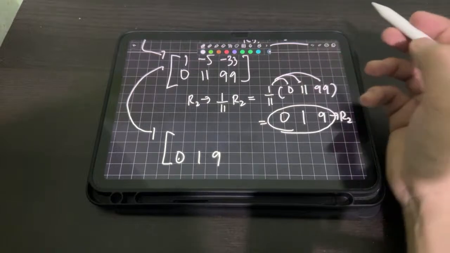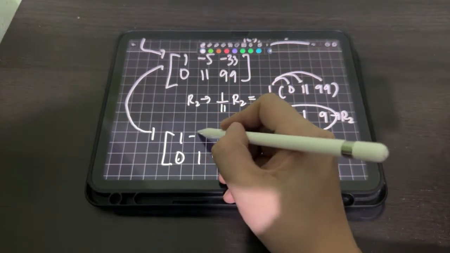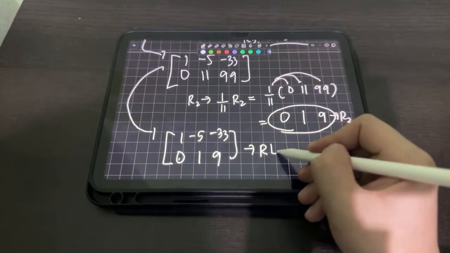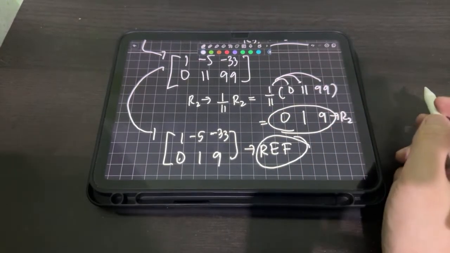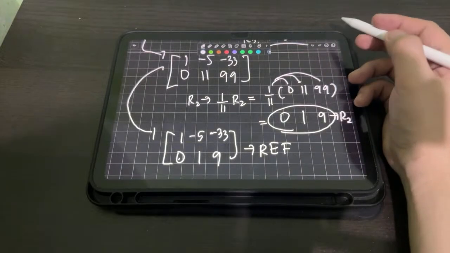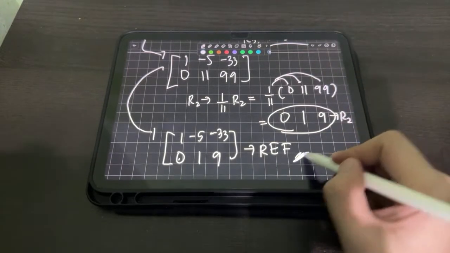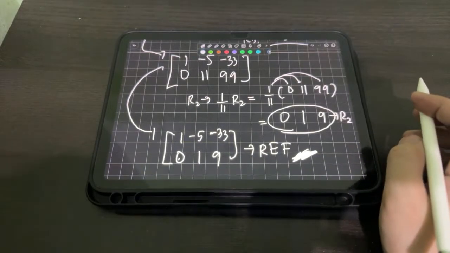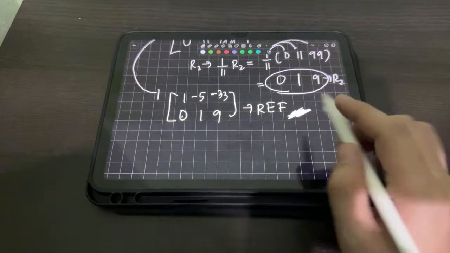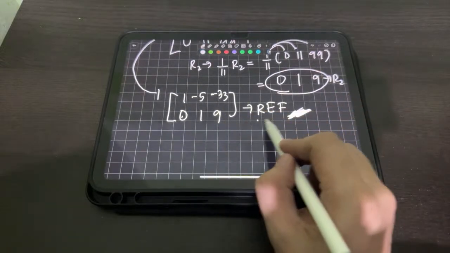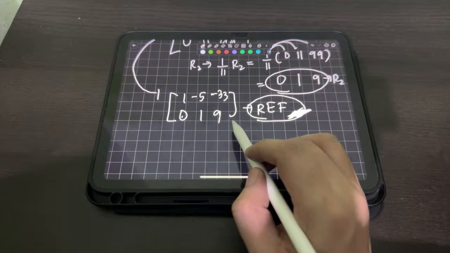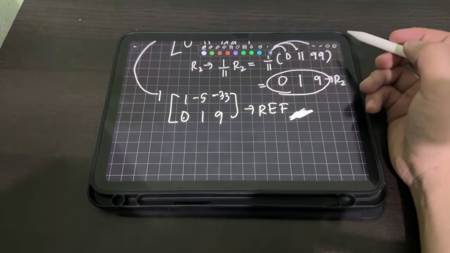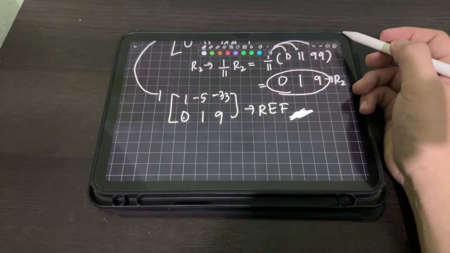And then copy the entries in R1, 1, -5, -33. So this is the REF. By the way, I would like to take note, REF can have different forms. It's not unique. You can have another answer in REF because it's not unique. But the reduced row echelon form or RREF is unique.